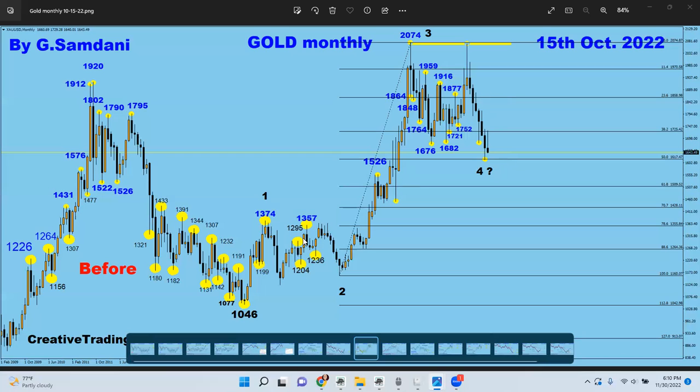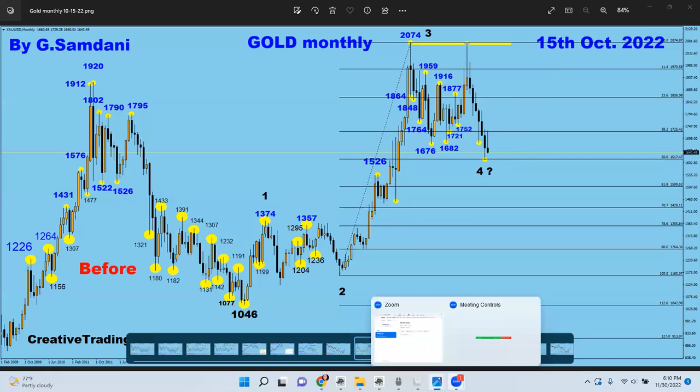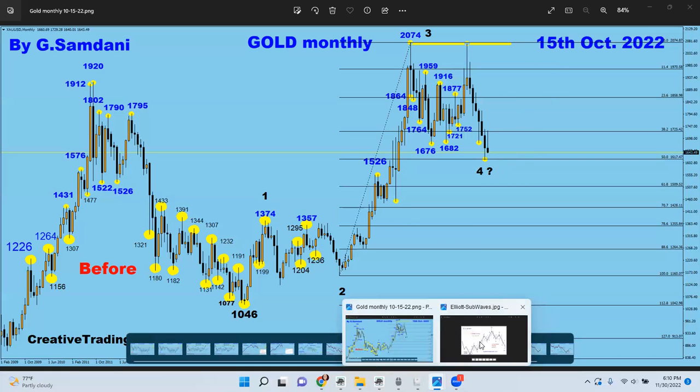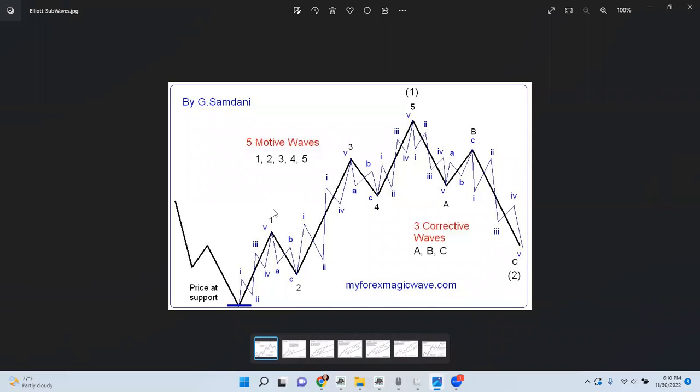Now, this wave 1, 2, 3, 4 is followed by wave 5 to the upside, right? That's how it's supposed to be. Let me show you this: like 1, 2, 3, 4, 5. Obviously, these waves have subwaves. Like wave 4 has an A, B, C correction, and wave 2 has an A, B, C correction, just like this.